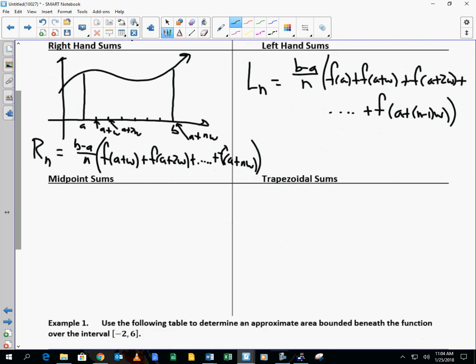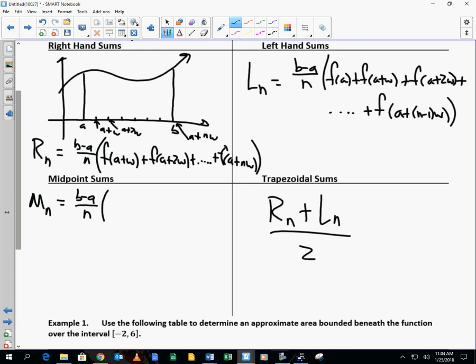Trapezoidal sum: what do we do with the left hand and the right hand to get trapezoidal? We average them. So R sub n plus L sub n, we just divide by 2. That's super nice right there. Then we got this midpoint one. Midpoint's going to be a new one for us today. So for midpoint, I've got that B minus A over n as my width.